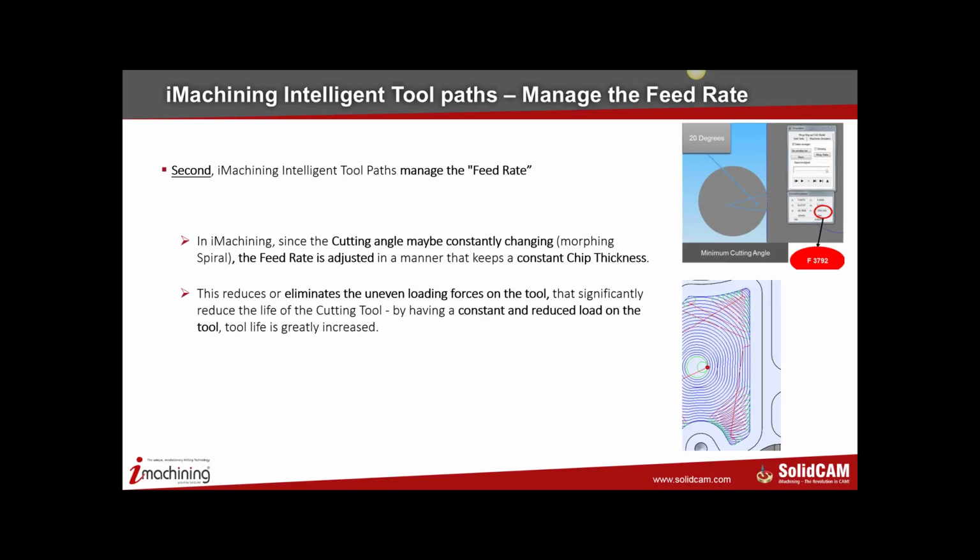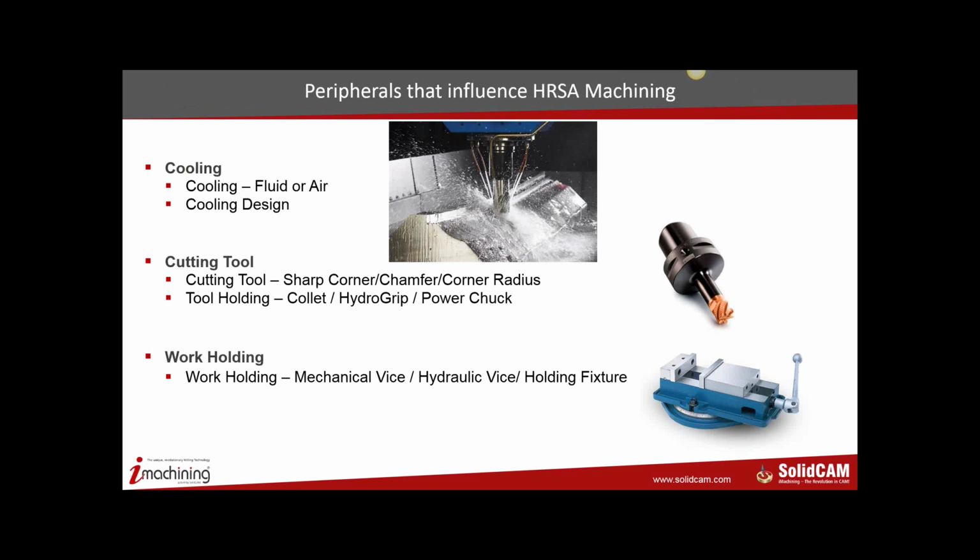Right. So let's look at the other peripherals that influence superalloy machining. The first one that influences is cooling. What kind of cooling should we use for superalloys? And how should our cooling design be? So the first influencer in terms of priority is cooling. Whether you should use fluid, whether you should use air, what should be your cooling design. The second most important thing is the cutting tool itself. So what kind of a cutting tool should it be?